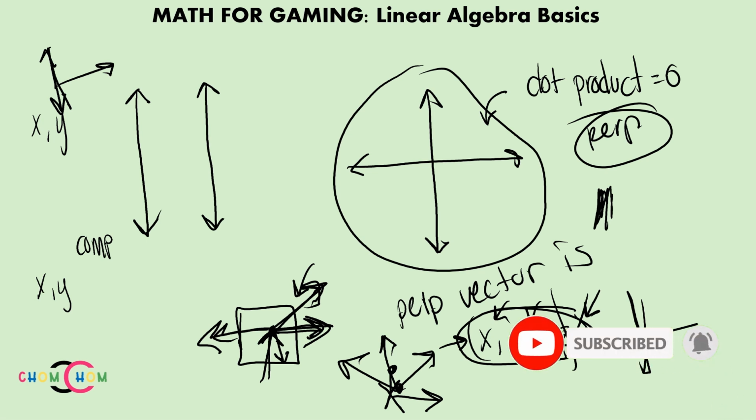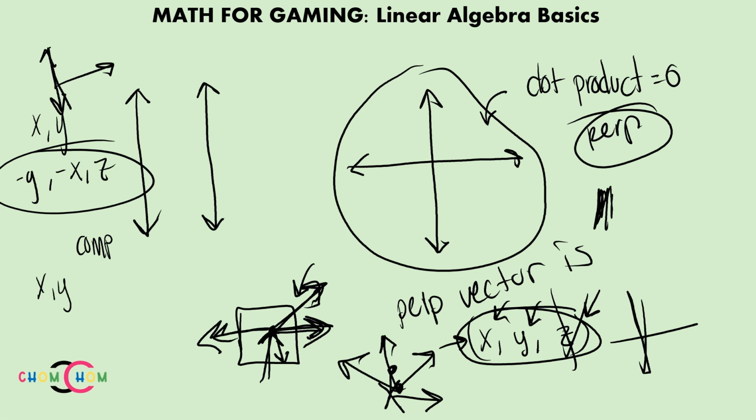So what we do is we flip. We have negative y for our x, and then we have negative x for our y, and then we have z. So we leave z alone. We're always leaving alone one component here.